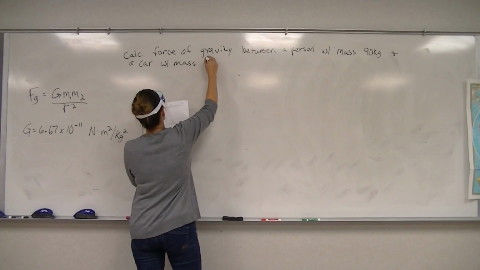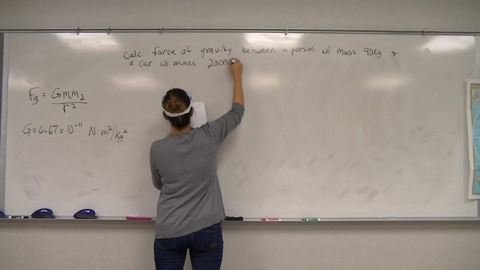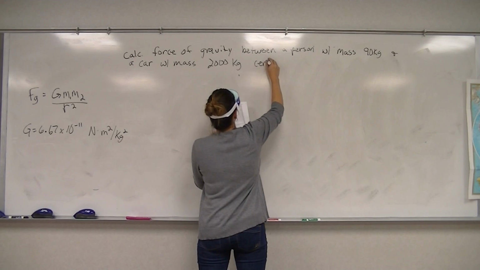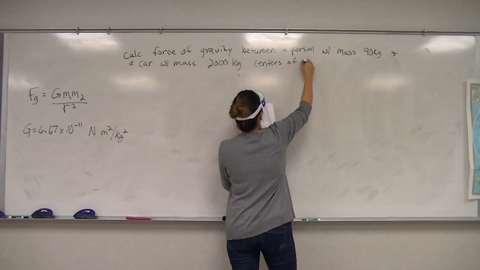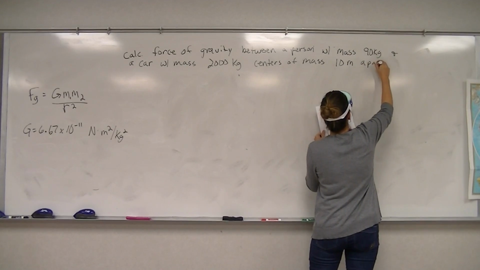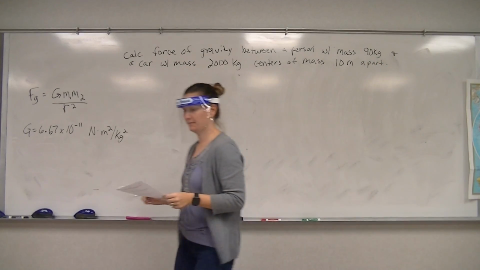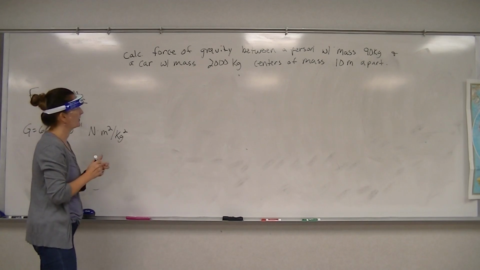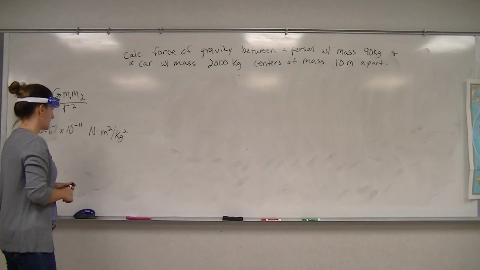Realize the sig figs are going to be horrible on this one, so you only need one. That's okay. Their centers of mass. Okay. Writing too much. I'm already running out of ink tonight. Marker. So, calculate the force of gravity.